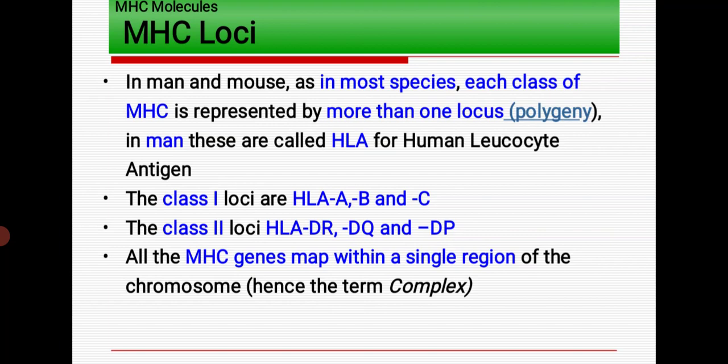In mouse or in other species, each class of MHC is represented by more than one locus. In man, this is called HLA, human leukocyte antigen. The class first loci are HLA-A, HLA-B, and HLA-C. Class second loci are HLA-DR, HLA-DQ, and HLA-DP. All MHC genes map within a single region of the chromosome, so the term is called a complex.